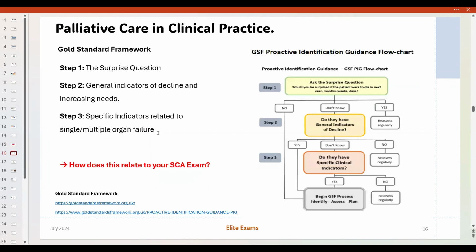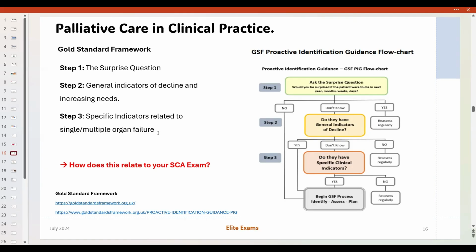So about the GSF framework, it's a document, it's a framework that guides us to identify patients early. And depending on the patient's stage of their condition, phase of their illness, the questions would vary. So the first question goes, ask yourself the surprise question. Would you be surprised if this patient were to die in the next year, months, weeks, or days? So if you're having a role play in your group and the person is saying, oh, doctor, this patient has this, the palliative care team has discharged, patient has deteriorated, he's not eating, he's not getting out of bed. Would you be surprised if this patient died in the next few weeks or days? That's the number one question.